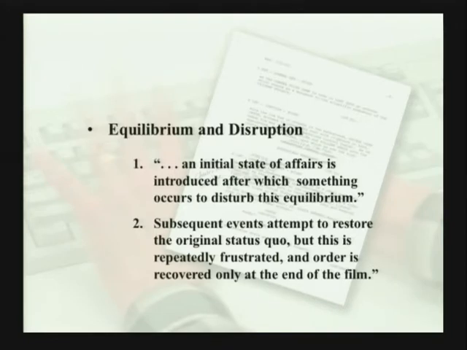Then the subsequent events attempt to restore the original status quo, but this is repeatedly frustrated, and order is recovered only at the end of the film. If your movie runs for half an hour, it's going to get restored in half an hour. If your movie runs for 90 minutes, like most Hollywood films, in the classical sense, then it's going to be restored in 90 minutes. And everything between that disruption and that restoration, all it is hills and valleys. It is, we succeeded here at this little moment, but we've taken 3 steps forward, but we've also taken 2 steps backwards.